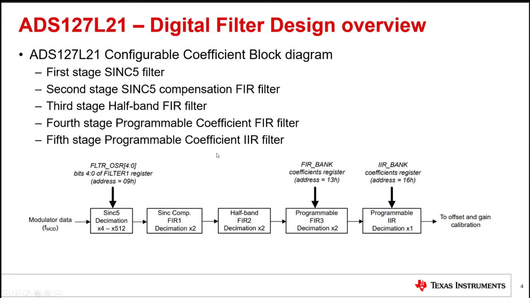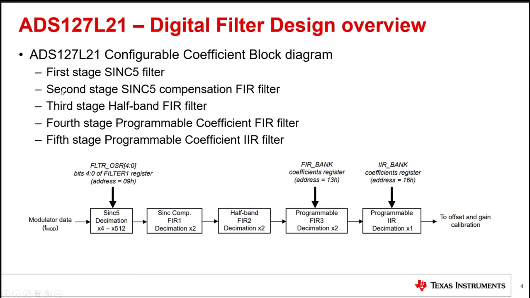Just a real quick background, inside of the ADS127L21, the configurable coefficient block diagram, the filter that we're going to be programming to is this programmable FIR3 filter stage that consists of 128 coefficients. And then the programmable IIR stage is another optional one that can also be programmed. This is a 4-section, 8th order, fully programmable IIR stage that you have access to as well.